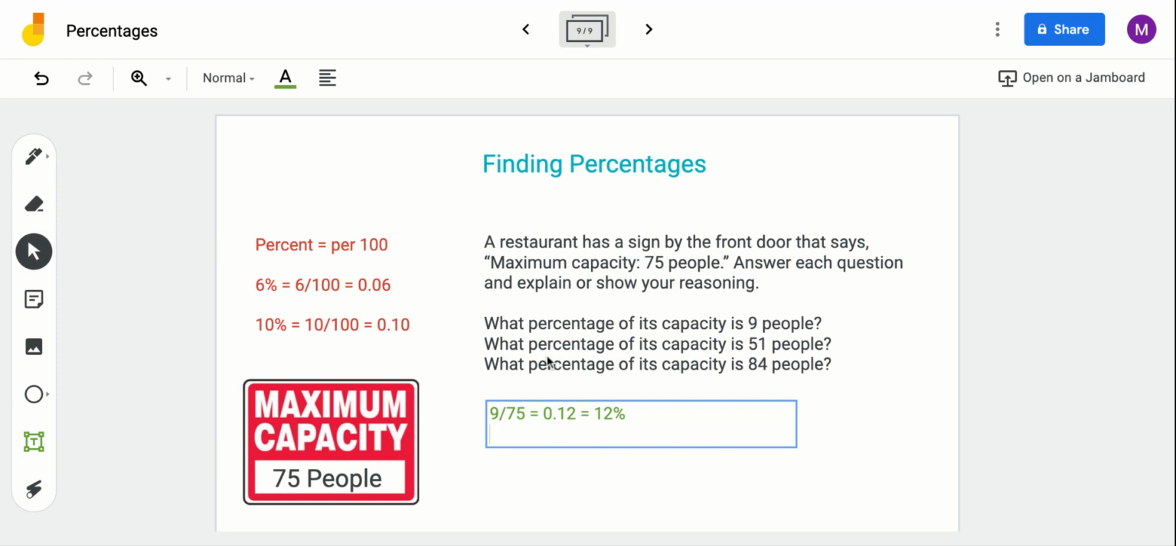So what percentage of its capacity is 51 people? So that's 51 75ths. When I divide that out, that equals 68 hundredths. So that's the same as 68%.